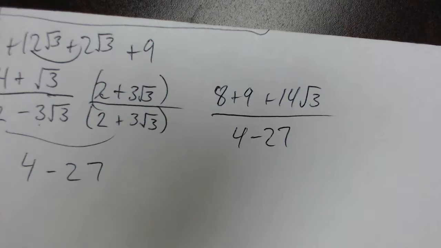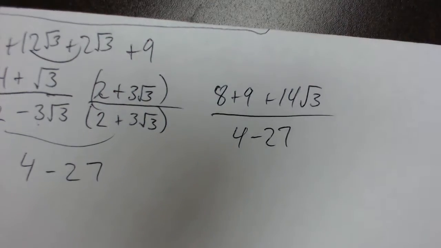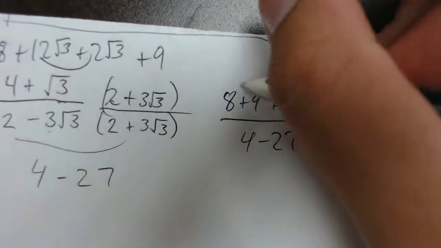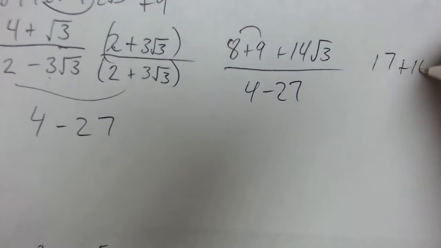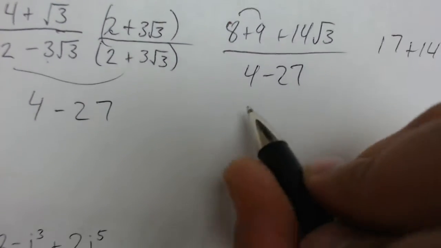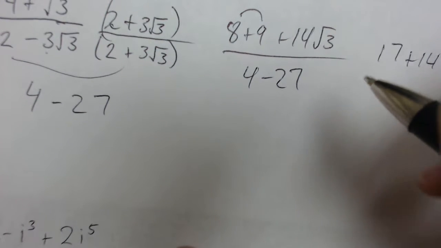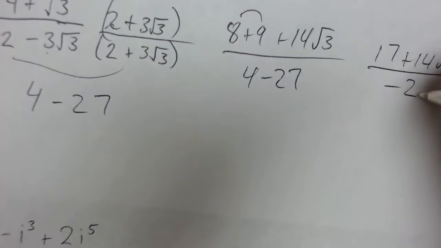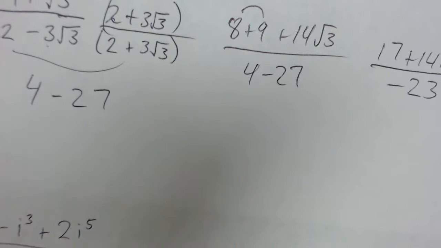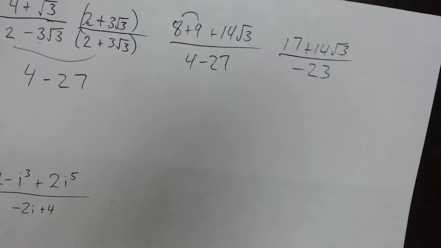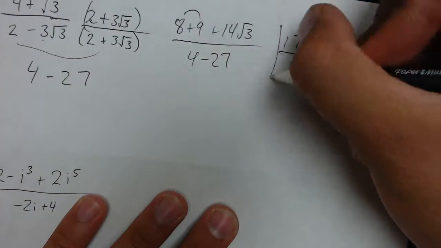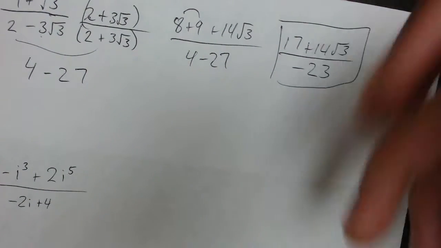To continue rationalizing this, I'm just going to simplify it as much as possible. So 8 plus 9 is going to give me 17 plus 18 root 3. And then 4 minus 27 is going to give me negative 23. And that's my final answer. I'm done at that point. This can be my final answer.